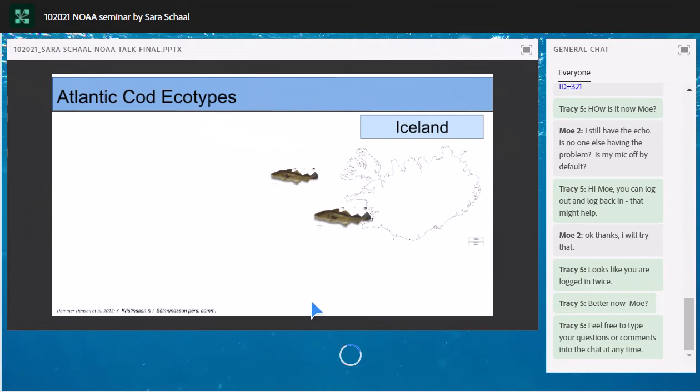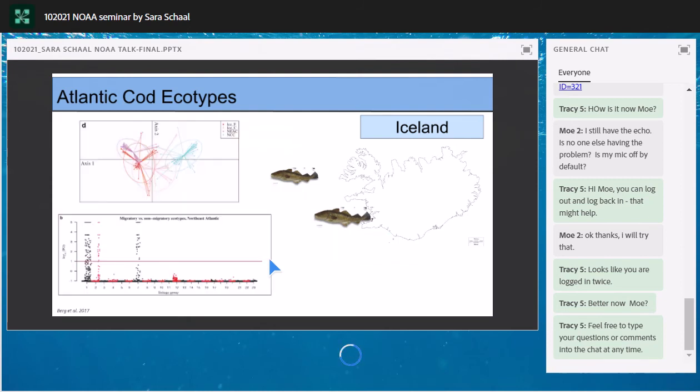But here I just wanted to give you some background on the population. So in Iceland, as I alluded to earlier, we have a frontal ecotype and a coastal ecotype. So frontal are offshore cod that undergo long distance migrations, sometimes all the way to Greenland. And coastal cod live near shore and live in coastal regions year round. And they tend to be larger and prefer structured habitat, whereas the offshore cod tend to be a little bit smaller and have no habitat preference.